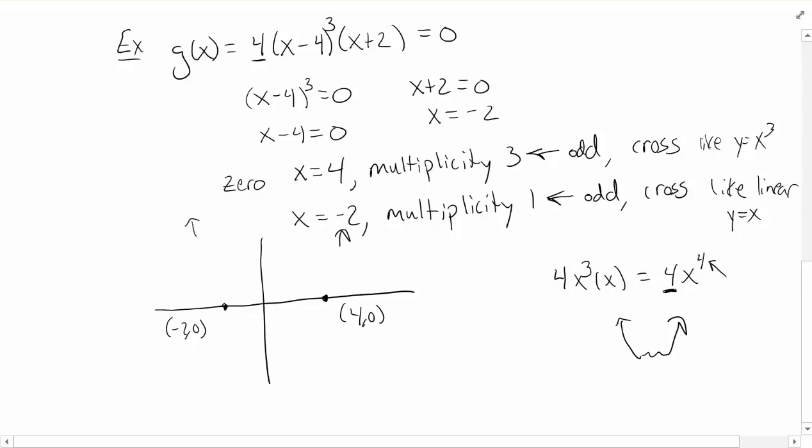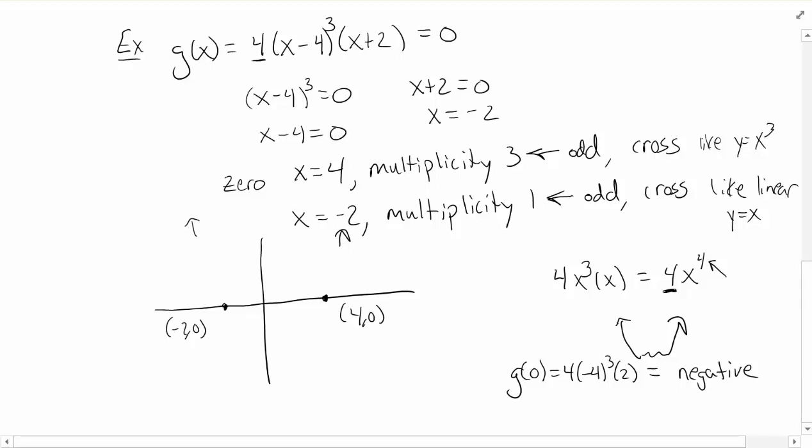Okay, the other thing is I'm kind of curious on whether or not my y-intercept is going to be positive or negative. And so if I look at g of 0, this is 4 times negative 4 cubed times a 2. Now, that's a big number. I don't know what it is, but I do know it's going to be negative because a negative 4 cubed is negative times a positive 4 times a positive 2 is still a negative number. So I should cross down here somewhere is the important part.